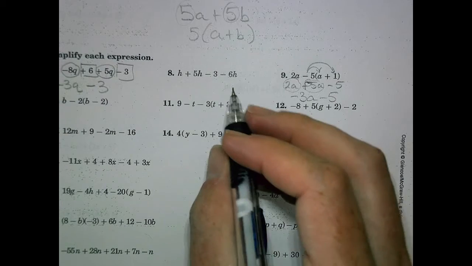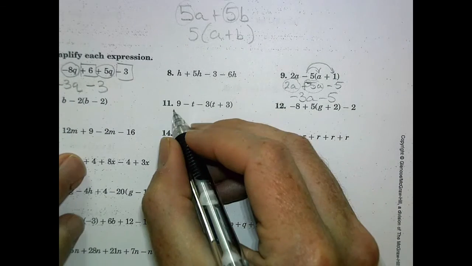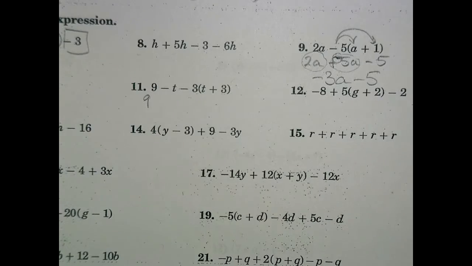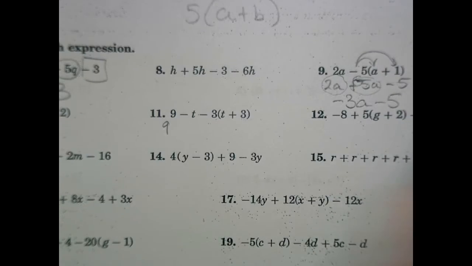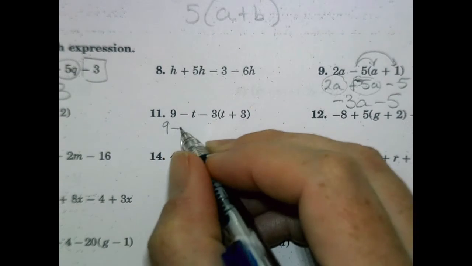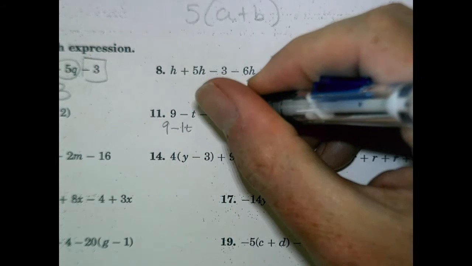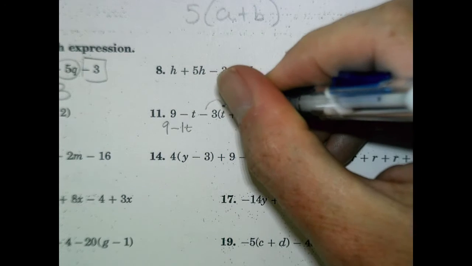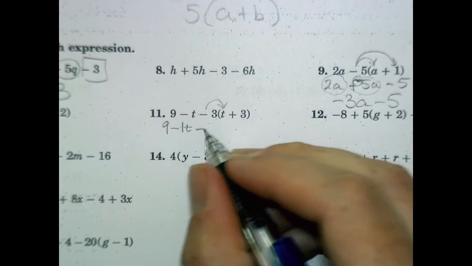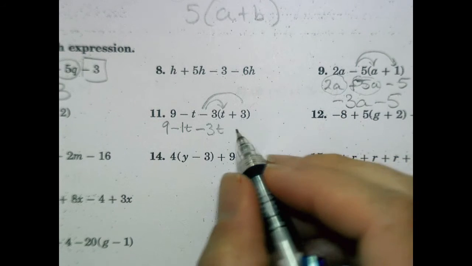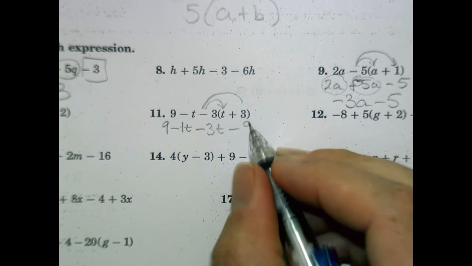Number 9. Okay, I'm going to rewrite this one here. This becomes a 9. Zoom in a little bit because I'm getting tiny. So I have 9 there. I'm going to rewrite this as negative 1t. So just remember that's a 1 there. I'm going to distribute here. Negative 3 times t is minus 3t. And negative 3 times a positive 3 is a negative 9.